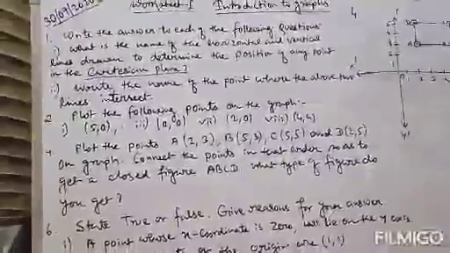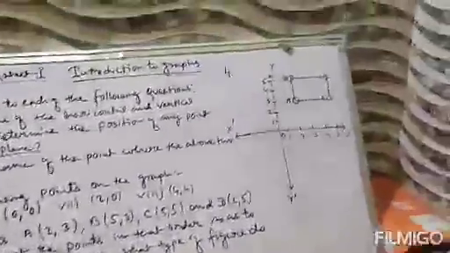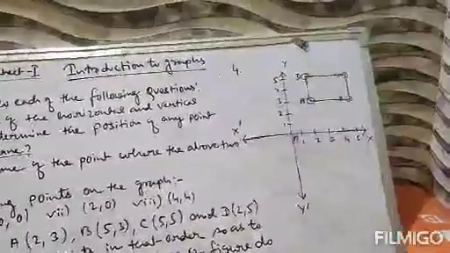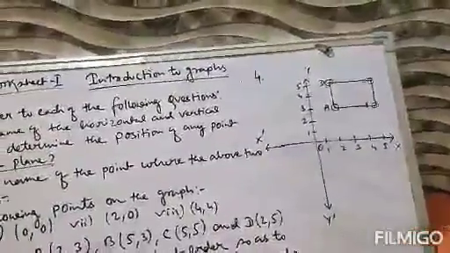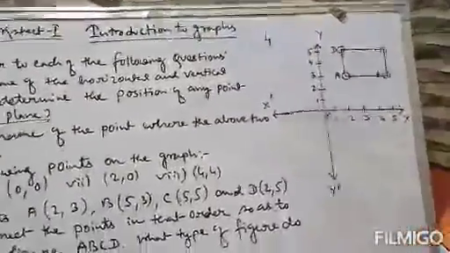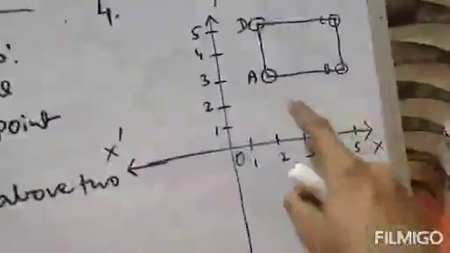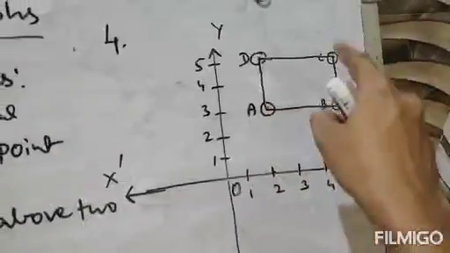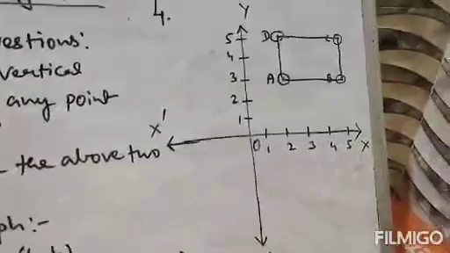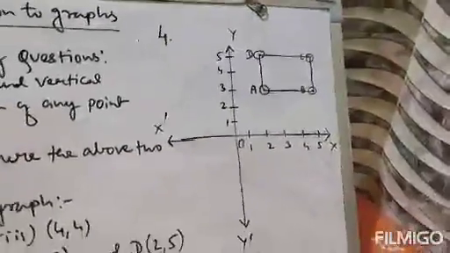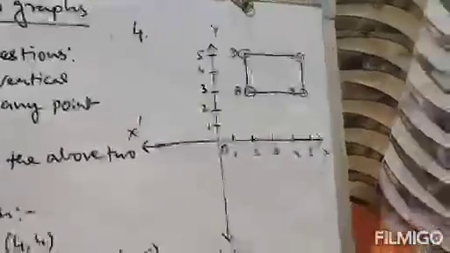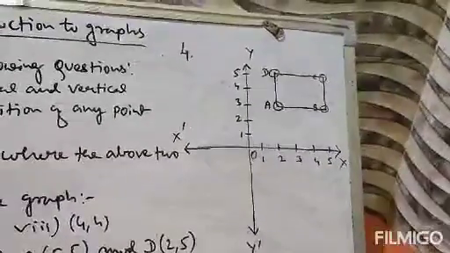Now the question is, what type of figure do you get? By looking at this figure, it can be a square or it can be a rectangle, but we have to confirm whether it is a square or a rectangle. Now see, this is AB, this is BC, this is CD, and this is DA. So what is this figure? Is it a rectangle or is it a square? Now how to decide that?